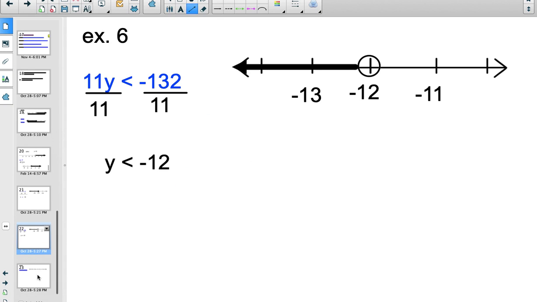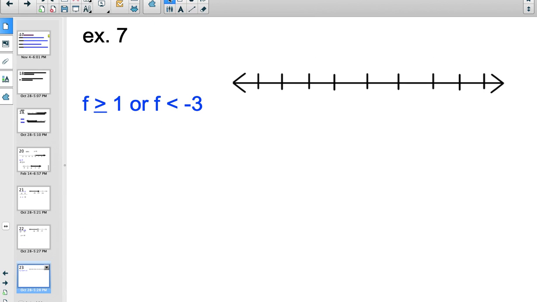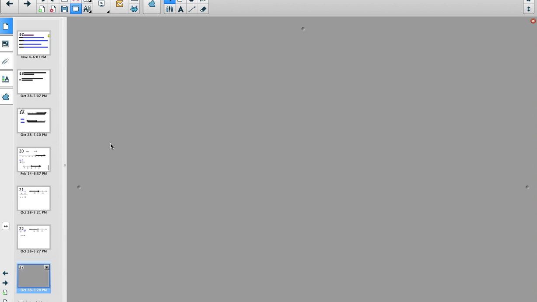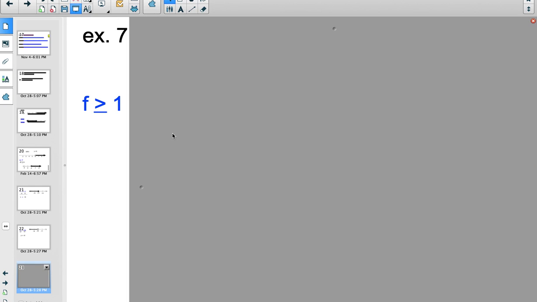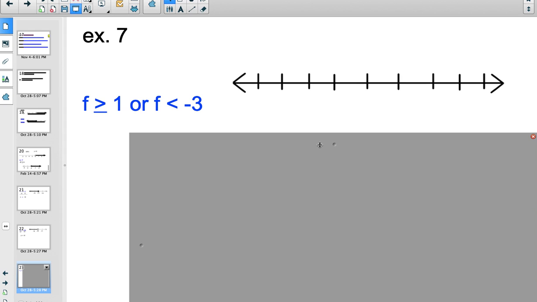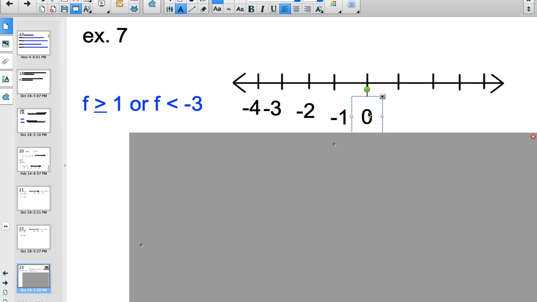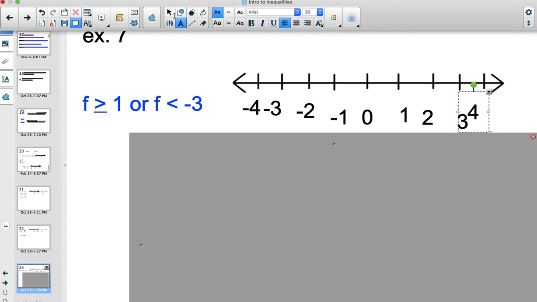And looks like the last example. All right, so it's called a compound inequality. So you've got to graph each of these separately. The first thing you want to do is graph this. F is greater than or equal to 1. Well, let's put some numbers up. Let's go negative 4, negative 3, negative 2, negative 1, 0, 1, 2, 3, and 4.